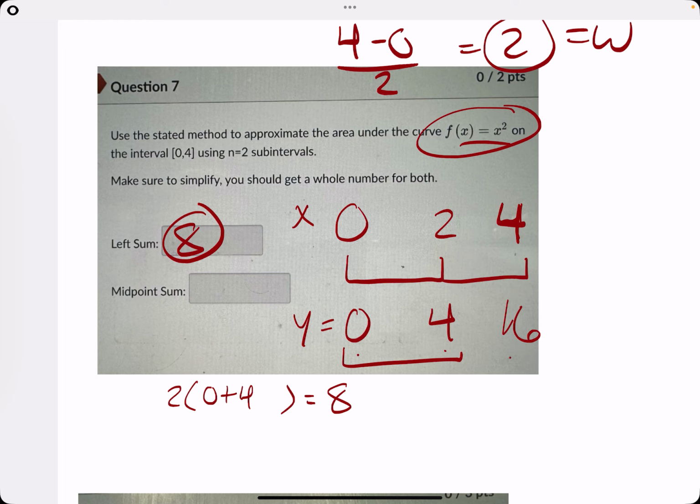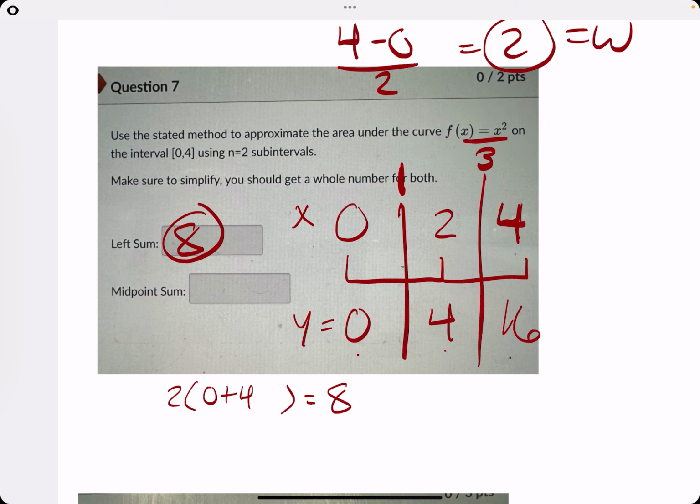Oh, I realize they're not asking for a right sum now. So instead of a right sum, we need to use a midpoint sum, which would be using x values of 1 and 3, because we're going halfway between the other x values, right? So we'll get those y values for these.